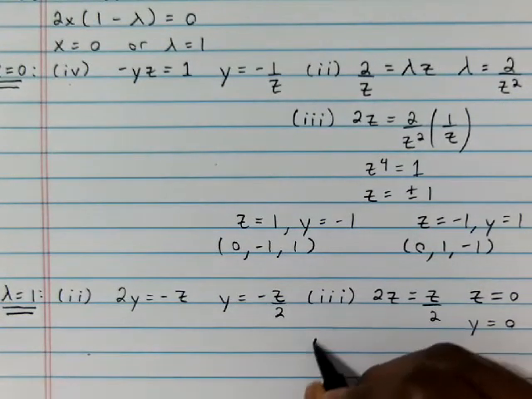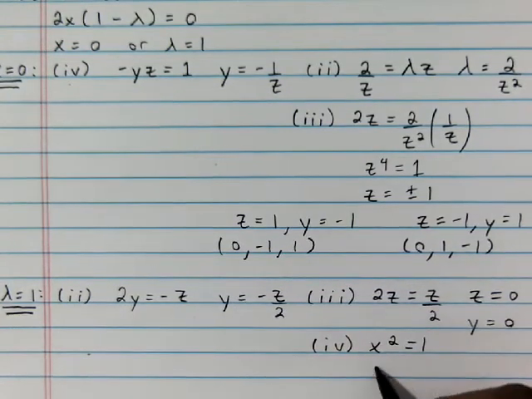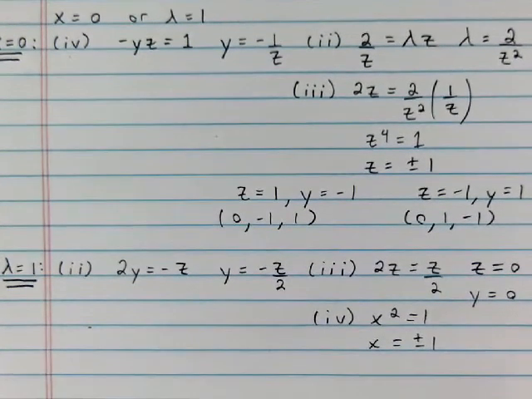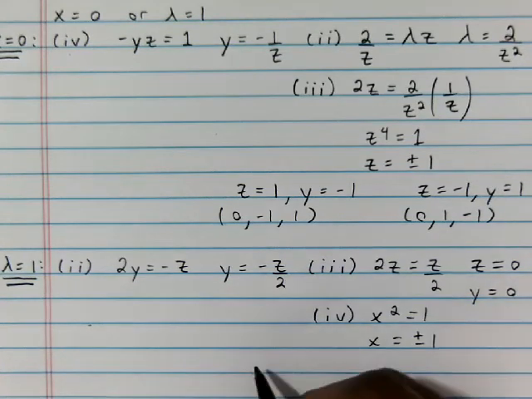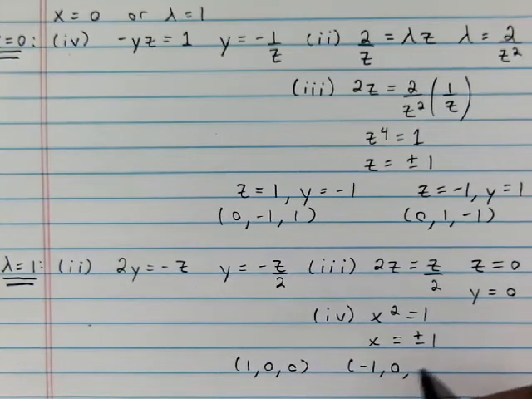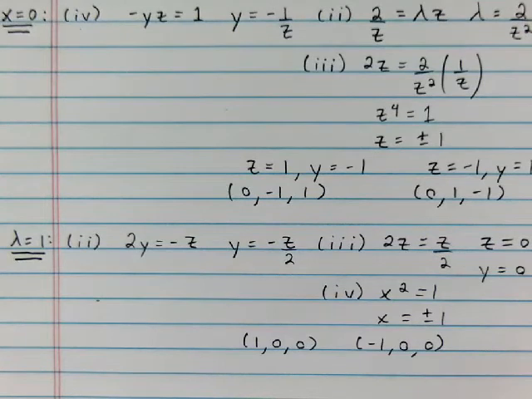So using that in 4, we get x squared equals 1. X equals plus or minus 1. So now we have 2 more points. We have the point (1, 0, 0). And then we have the point (-1, 0, 0). All right, so hopefully that's the same thing you all got when you tried it between now and the last video.